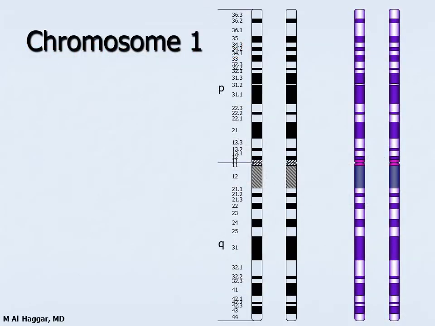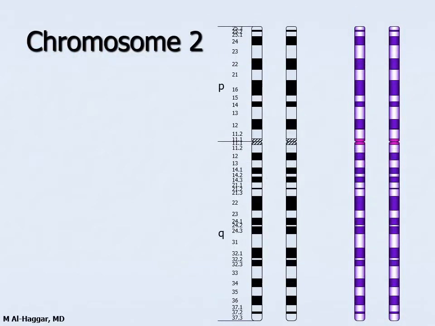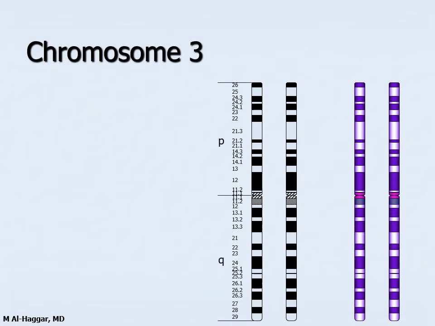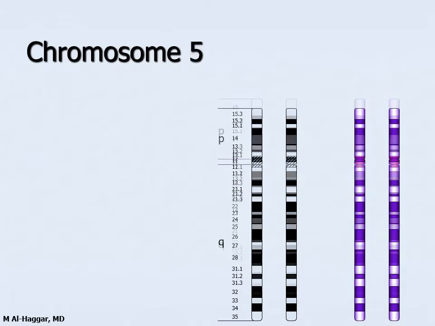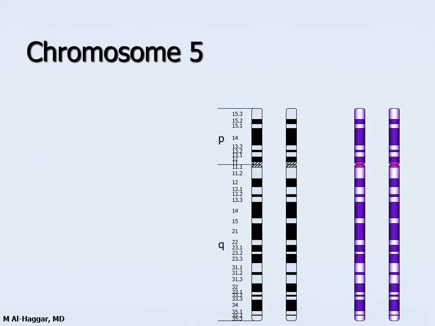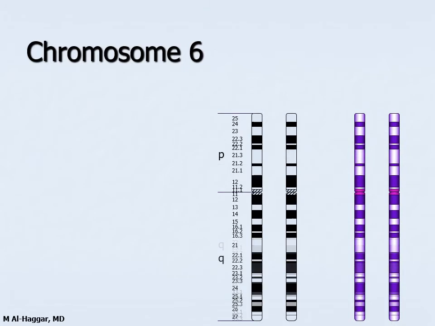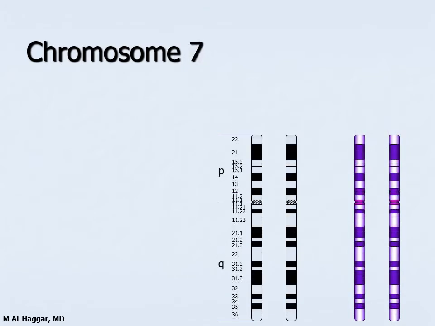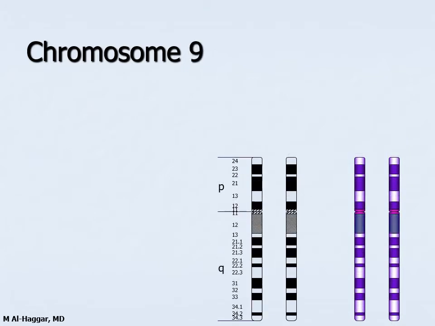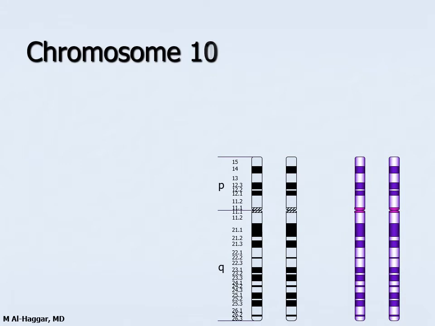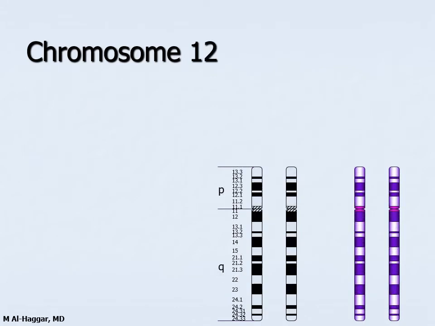This is chromosome number 1, completely different in its bands from chromosome number 2, and completely different from the bands of chromosome number 3. So these 3 chromosomes are one group. 4 and 5 are another group, different. 6 to 12 are the third group, and also they differ by their bands.